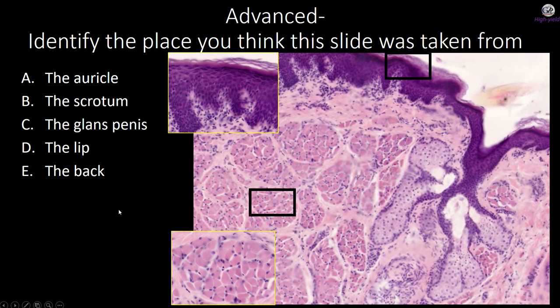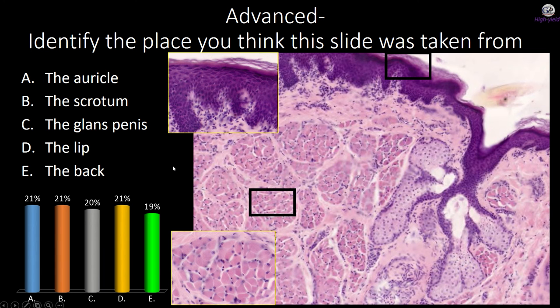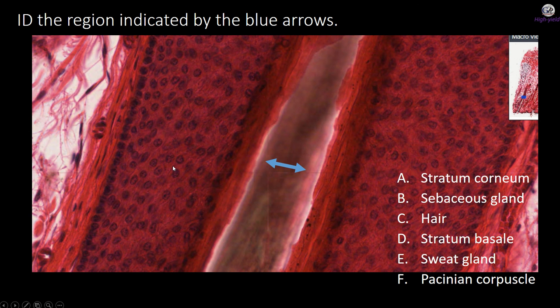So for all of those reasons, and this is an advanced question that I wouldn't expect you to know the answer to, this is part of the learning. I'm going to go with the lip for this one. Woohoo! All right. Identify the region indicated by the blue arrow.